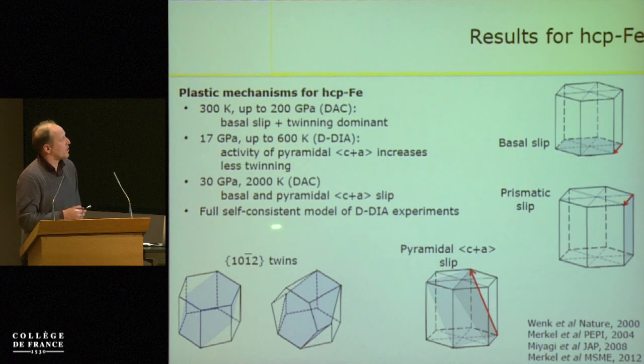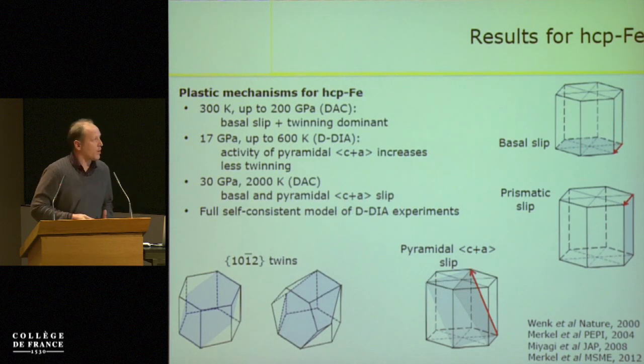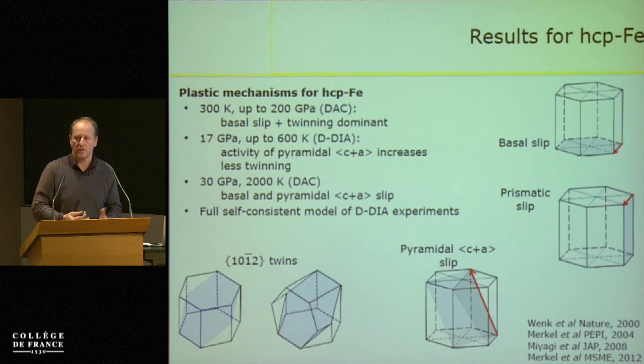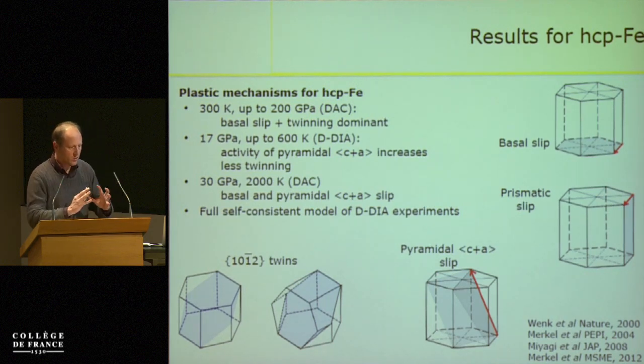And we have a full self-consistent model of the Deformation-DIA experiments. Now, I'm not saying that the mechanisms that we have in the experiment are going to be the ones in the inner core, because the conditions are different. But at least we understand the plasticity of HCP iron in the conditions of the experiment, and we can build on from that knowledge.